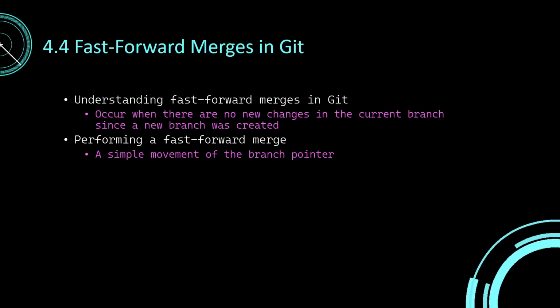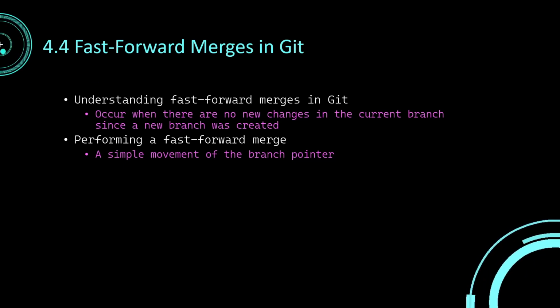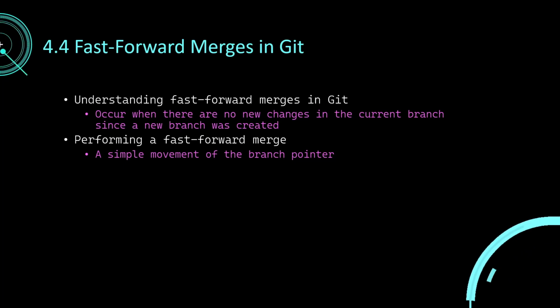This type of merge occurs when you're trying to merge a branch into another, and there have been no new commits on the current branch since the branch was created. So in a fast forward merge, Git doesn't need to create a new commit to store the merge. Instead, it simply fast forwards, hence the name, the pointer of the current branch to point to the latest commit of the branch that's being merged.